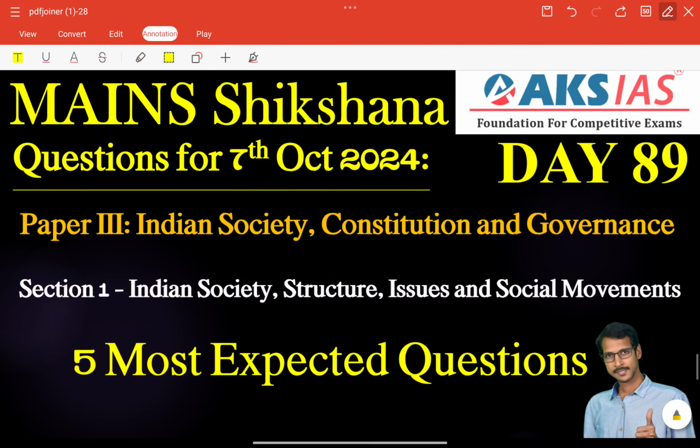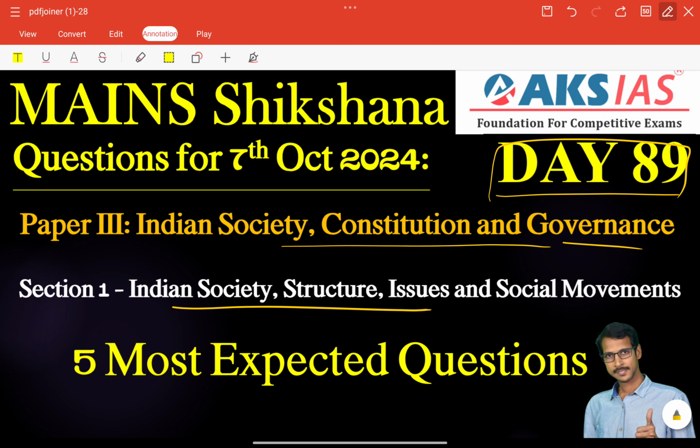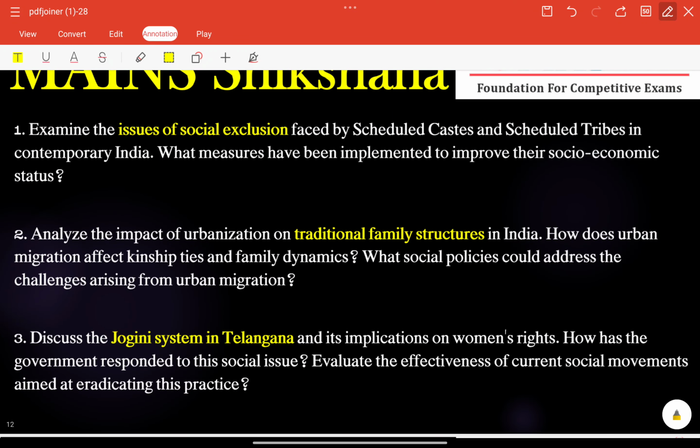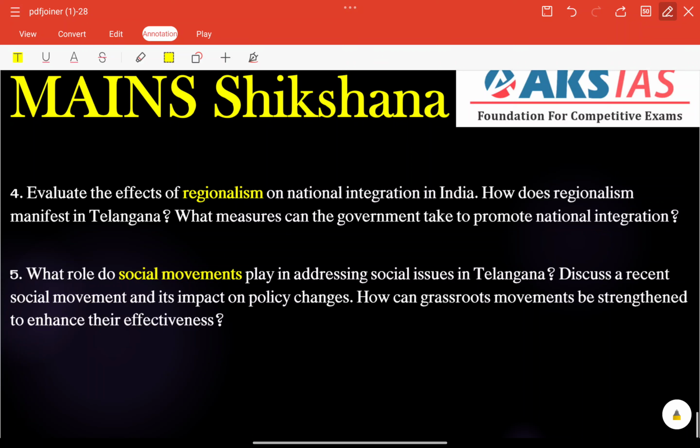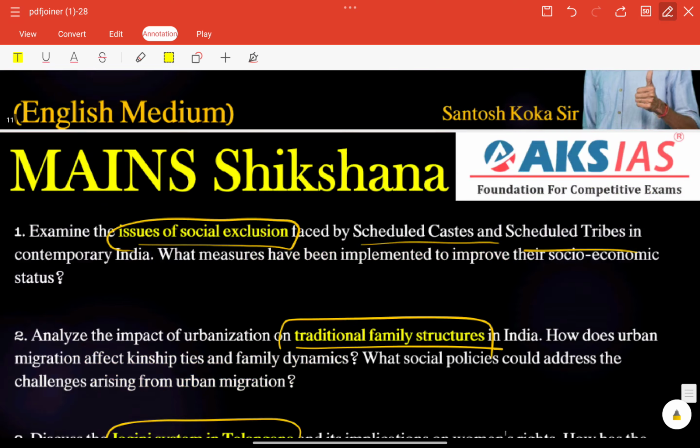Let's take tomorrow's question, that is the main section question for 7th October 2024, day 89, Paper 3, Indian Society, Constitution and Governance, Section 1, Indian Society Structure, Issues and Social Movements. The five most expected questions are: first, issues of social exclusion related to SCs and STs, very important. Next, traditional family structures, also very important in India. Then the Jogini system in Telangana. The fourth important question is regionalism. And finally, social movements related to social issues in Telangana, right? These five questions are very important.